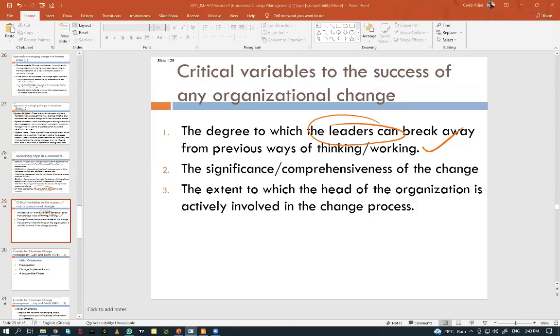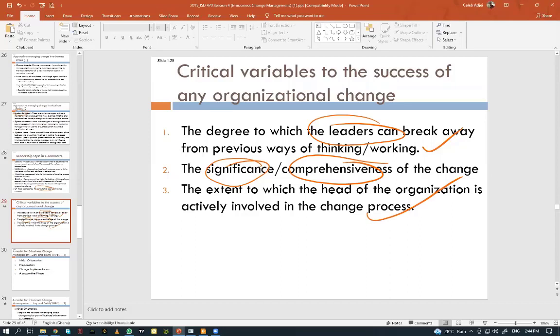The next one is the significance or the comprehensiveness of the change. That change that we introduced: how significant is the change and how comprehensive is that particular change? Then number three, the extent to which the head of the organization is actively involved in the change.